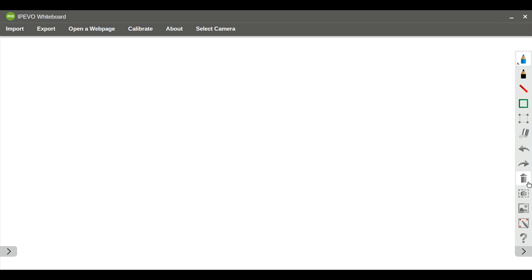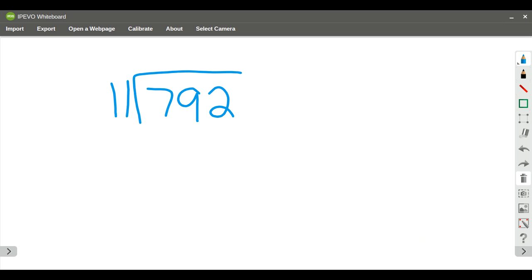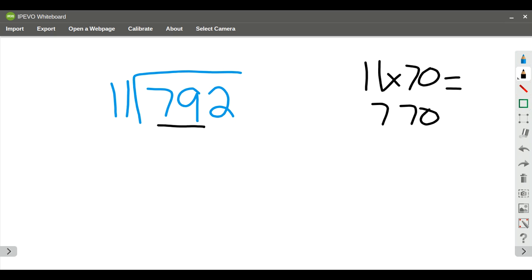So I'm going to do 11 divided into 792. So 11 divided into 792. I'm going to use what I know about my 11s. So again, I'm going to look here at my 79. 11 is going to go into 79 7 times. So if I did 11 times 70, I would get 770. So 70 is going to be my first partial quotient. I'm going to write 770 underneath.